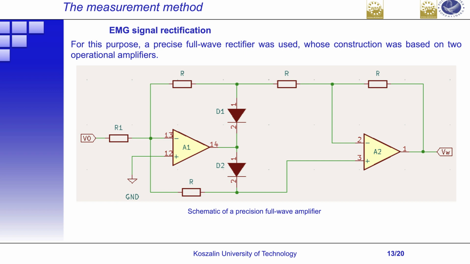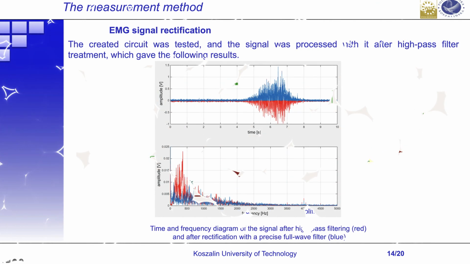For this purpose, a precise full-wave rectifier was used, whose construction was based on two operational amplifiers. The created circuit was tested, and the signal was processed with it after high-pass filter treatment, which gave the following results.